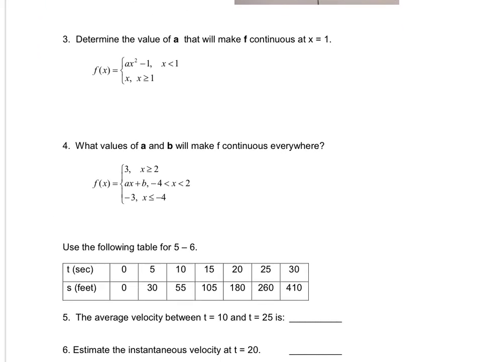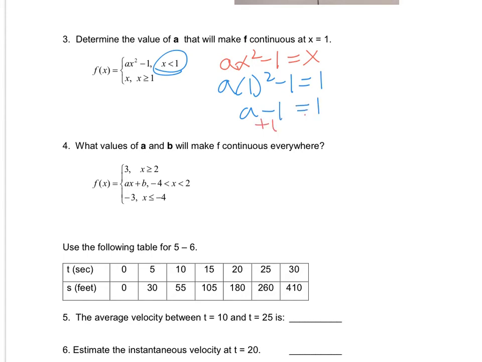So to determine a value that makes this piecewise function continuous, we're going to set our pieces equal. But we want them continuous at the break here, which is 1. So we're going to plug 1 in for x and solve. So A is 2.